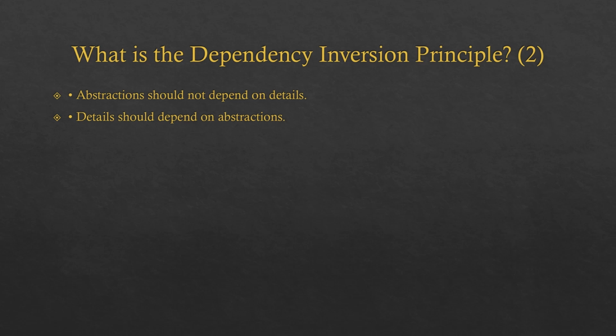DIP goes further by stating that abstraction should not depend on details. Instead, details should depend on abstractions. This helps in creating more flexible systems where the core logic does not rely on the specifics of lower level implementations.